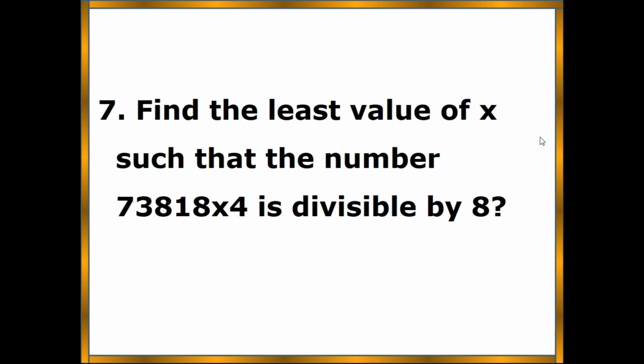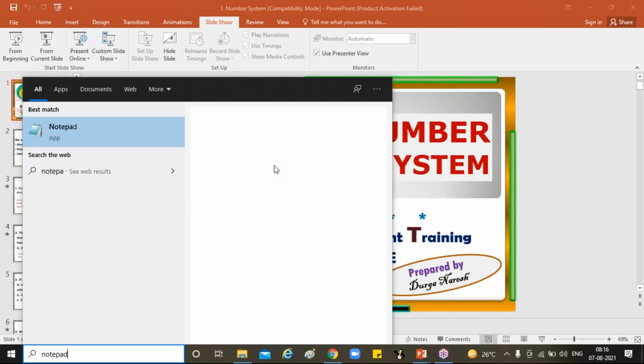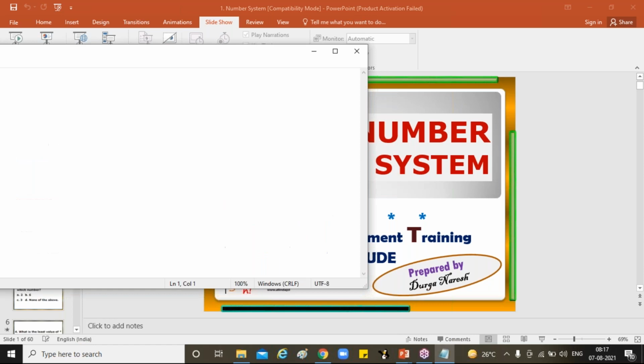As 4 is a multiple of 2 and 2 is a prime number, and 8 can be divided into 2 into 2 into 2. So, sir, 4 is 2 into 2. If I take the example 3206, it is not divisible by 4, but it is divisible by 2.